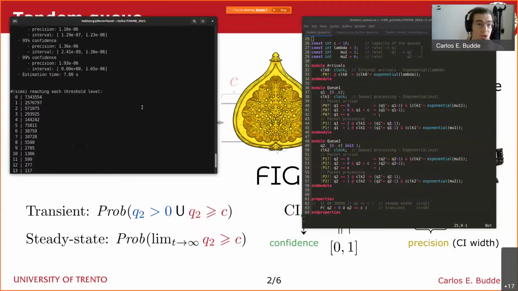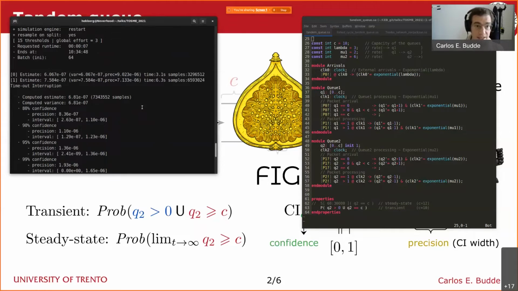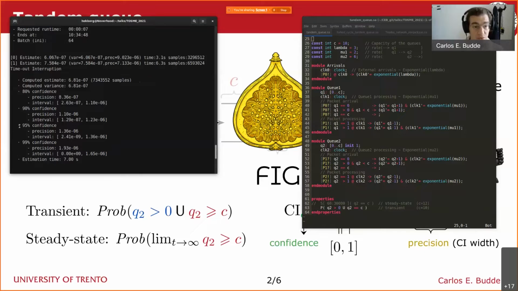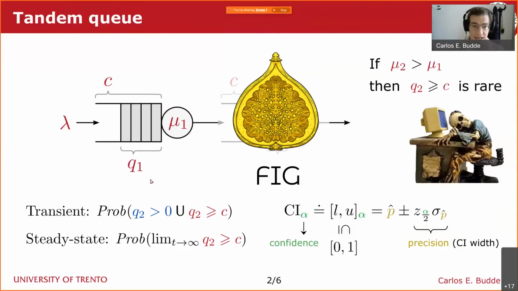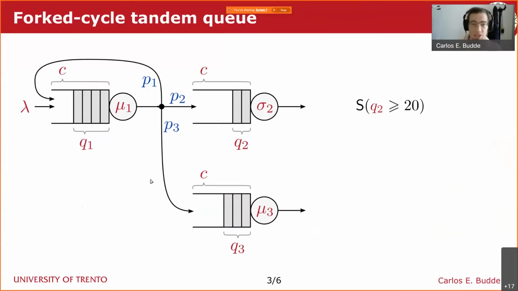And here, if you use just the standard configuration of FIG, you already get a confidence interval for certain confidence that doesn't contain 0, so it's a useful thing. It tells you quite some information about the system. Now, of course, this is a toy example, it's even Markovian, so why are we using rare event simulation and statistical model checking in general? Well, let's go just a little bit harder.